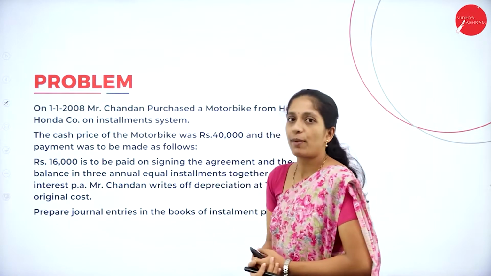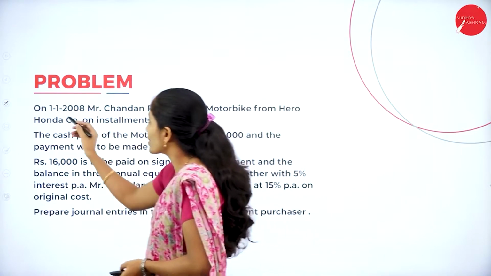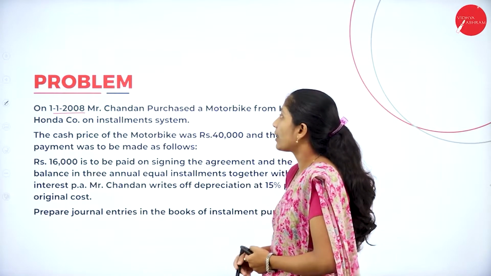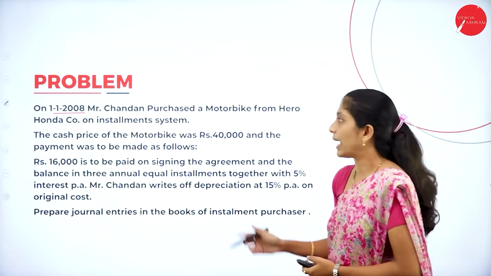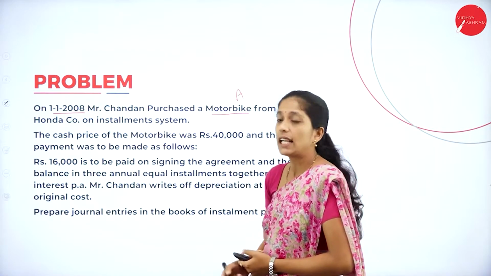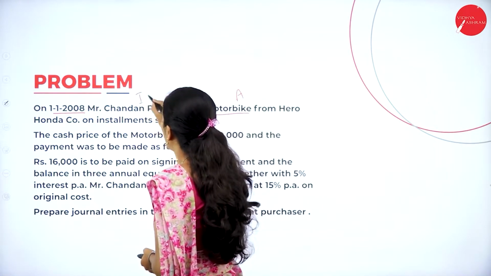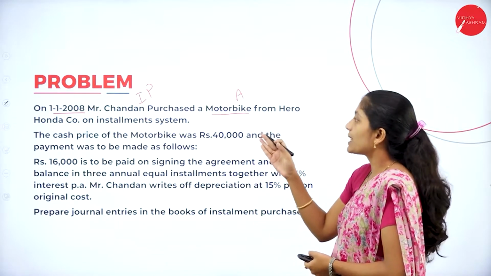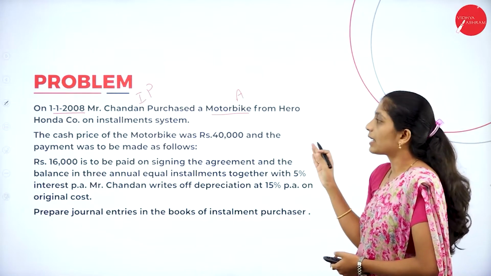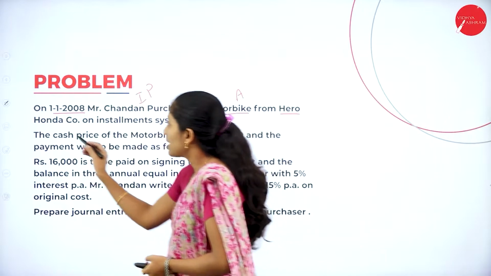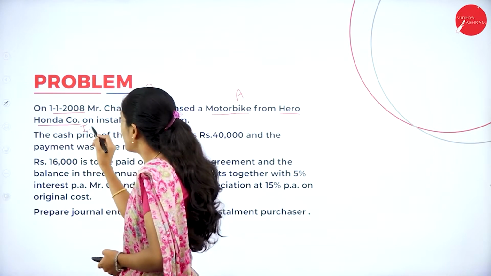Now, go through this problem here. On 1/1/2008, they have given the date 1/1/2008, Mr. Chandan purchased a motorbike. Now, the asset is what? Motorbike. And who is Mr. Chandan? He is an installment purchaser, because he has purchased that particular asset. So, Mr. Chandan purchased a motorbike from Hero Honda Company. Now, what is this Hero Honda Company? It is an installment seller.